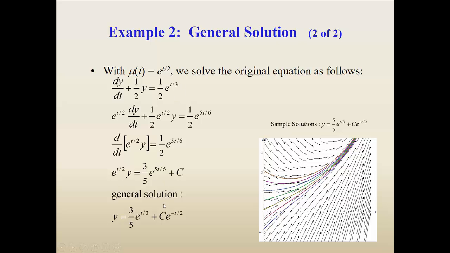Notice we get the t over 3 term again right here, but now we get the negative, or the inverse of mu. So we get a general solution of 3 over 5 e to the t over 3 plus c e to the negative t over 2. And depending on which initial condition we're interested in, it'll be one of these different colors or yet another different path we might take. Notice they all kind of converge along this belt of functions.